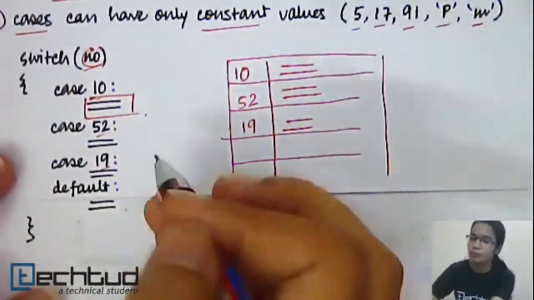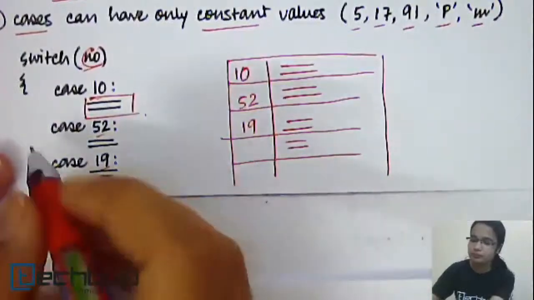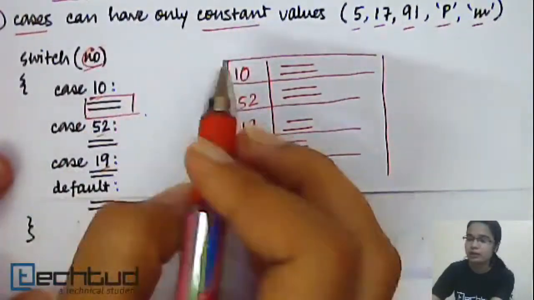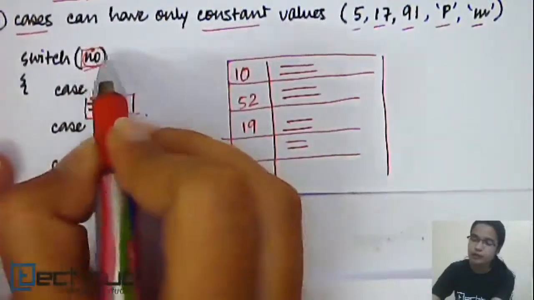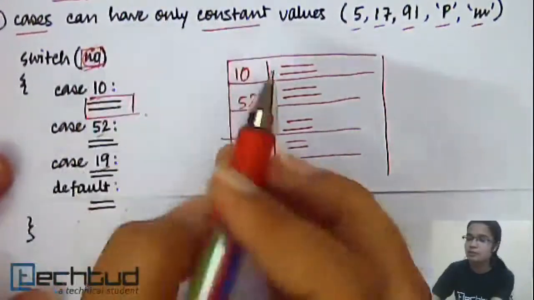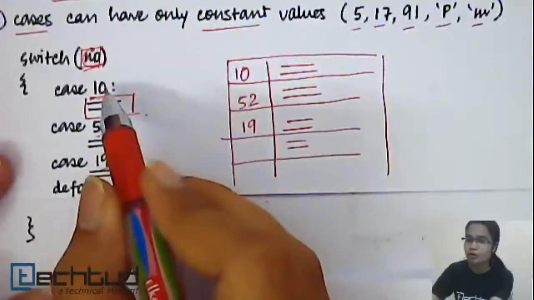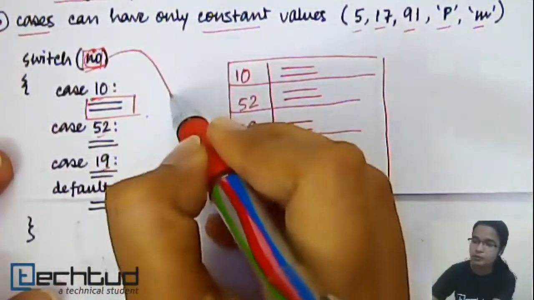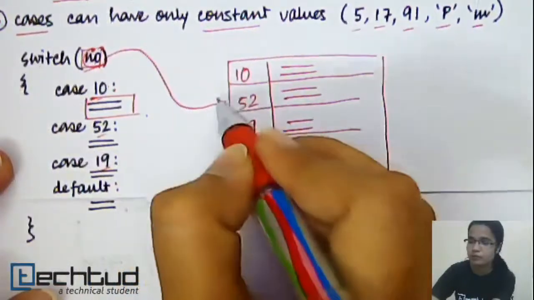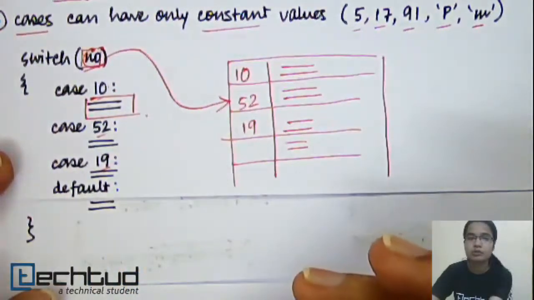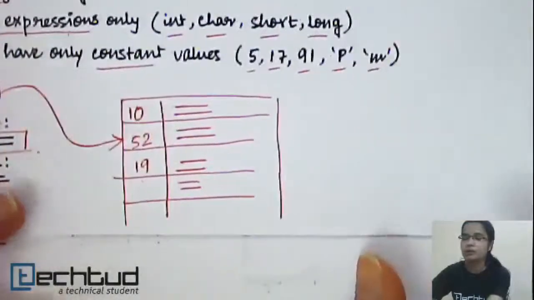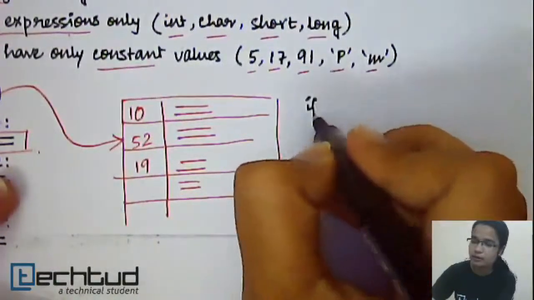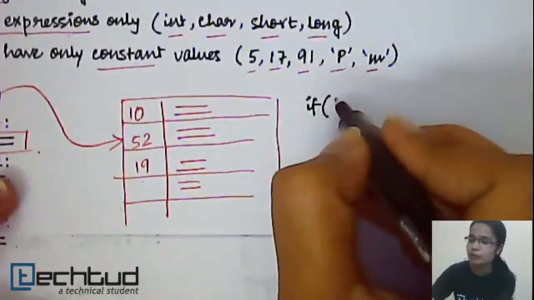So during runtime, when you know the value of number, if this number matches any index of these cases, the control will go straight to that one. If the value of number is 52, the control will go straight to 52. What happens in the case of if-else? Let me write it. The if-else block would be like this.